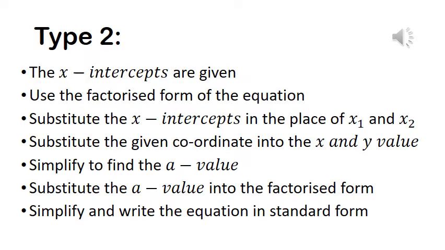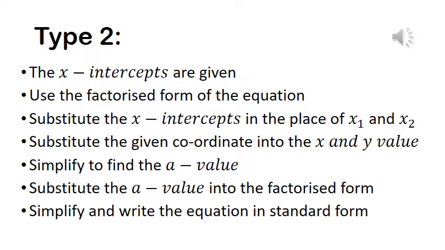Once you have done that, you are then going to take your coordinates. So they'll give you the two x-intercepts and a coordinate. You're going to take the x and the y value from your coordinate and substitute it into the factorized form of the equation. There you will notice that you only have one unknown value, which is a. You're going to simplify and find the value of a.